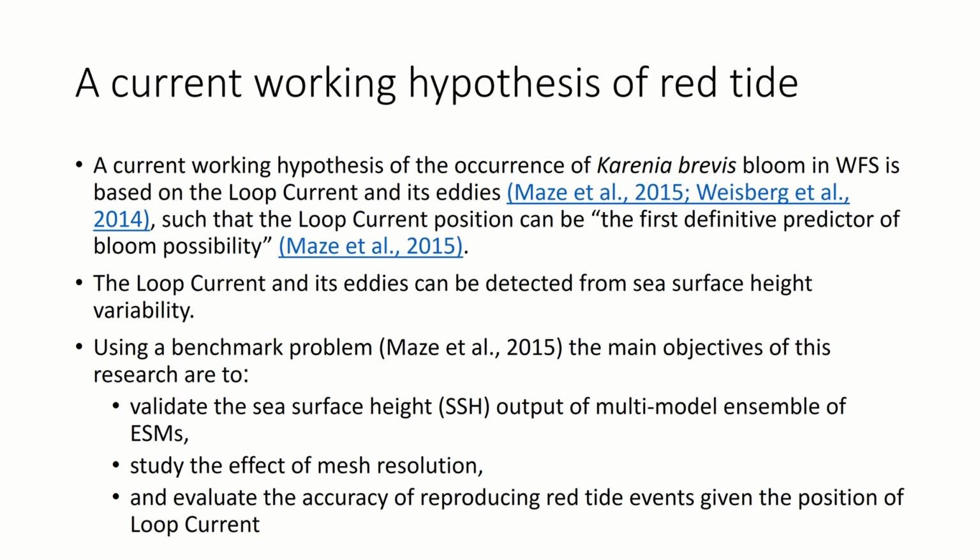A current working hypothesis of the occurrence of Karenia brevis plume in the West Florida shelf is based on the loop current and its eddy, such that loop current position can be the first definitive predictor of plume possibility. The loop current and its eddy can be detected from sea surface height variability, which is one of the outputs of Earth system models.